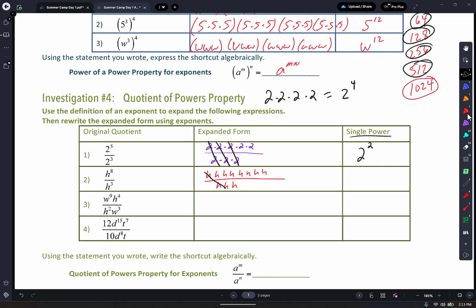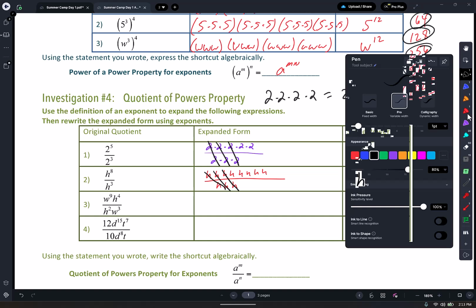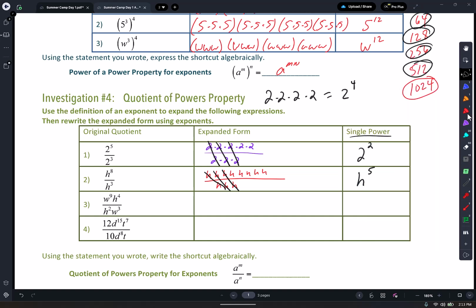Bam, bam, bam. How many H's do we have left? So that's what I'm going to write: H to the 5th power. Bless you. Thank you. Are we okay? All right, let's go to number 3.